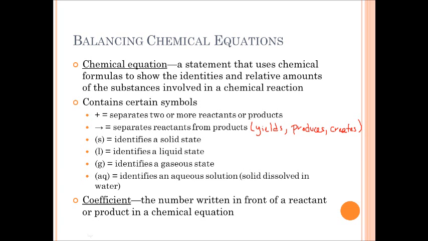And then we have 4 states of matter. We have solid, liquid, gas, and aqueous. And aqueous we will get more into in a minute, but that's basically a solid dissolved in water. Now, when we're talking about the actual chemical equation, we also have numbers written in front of our compounds, what we call coefficients. And this is going to help us balance the equation.